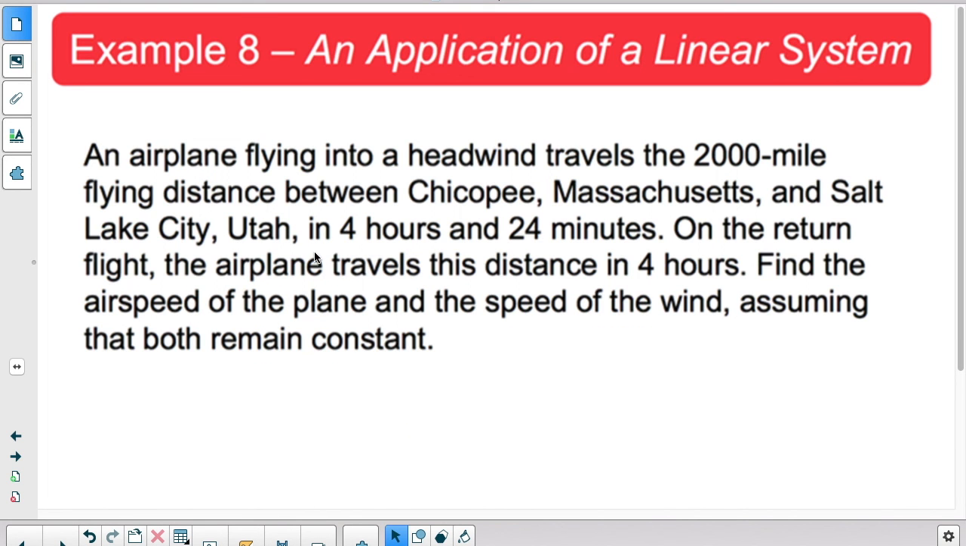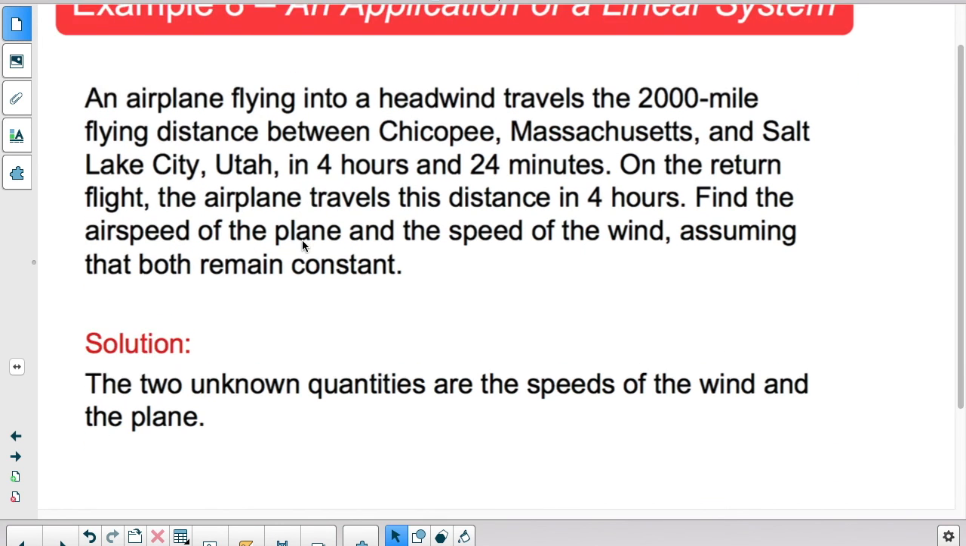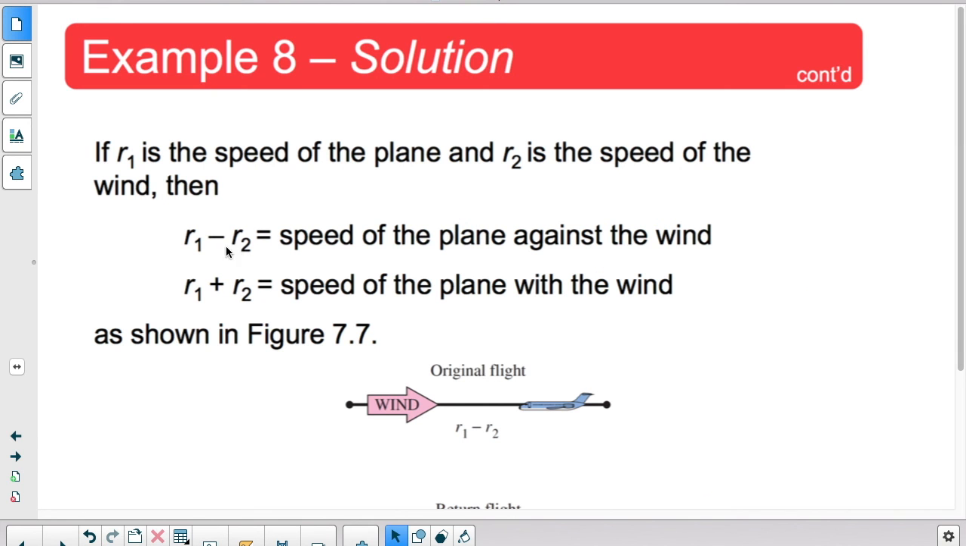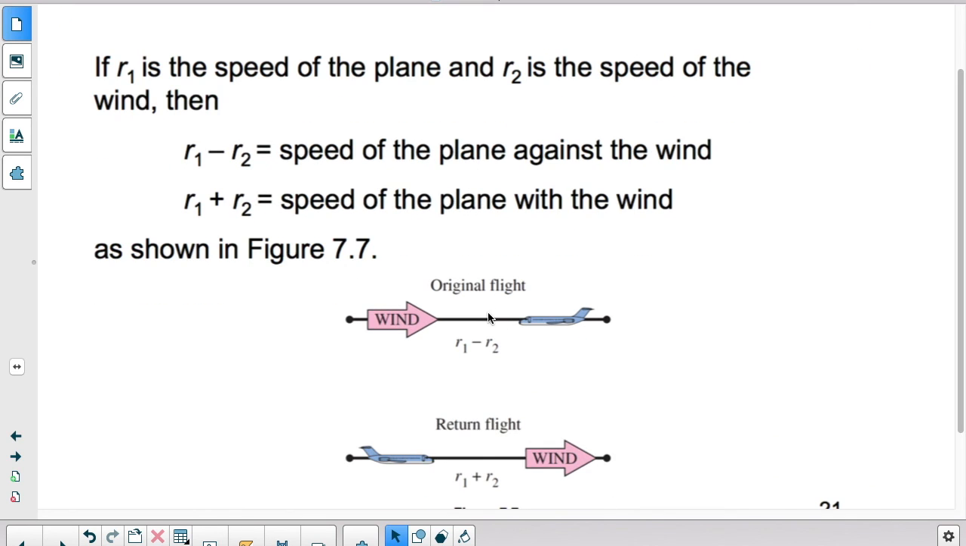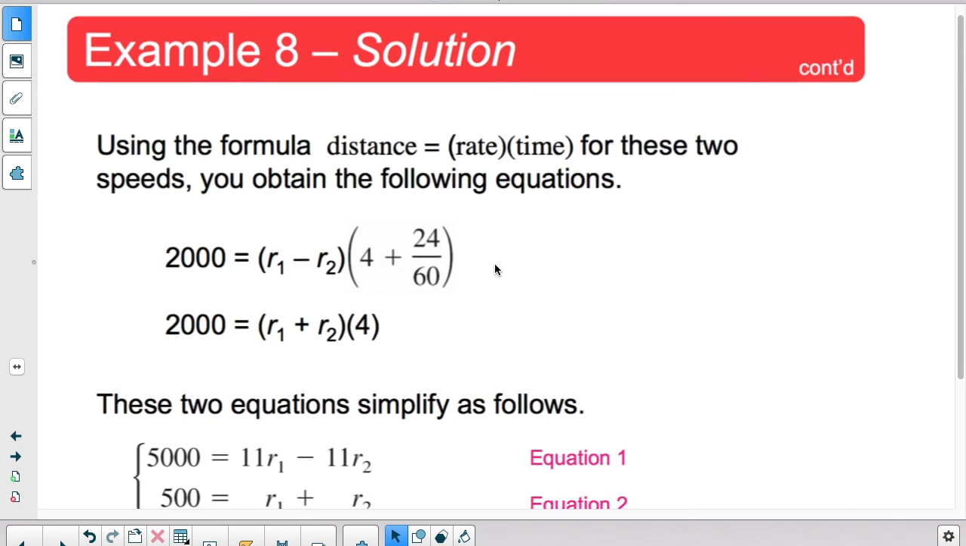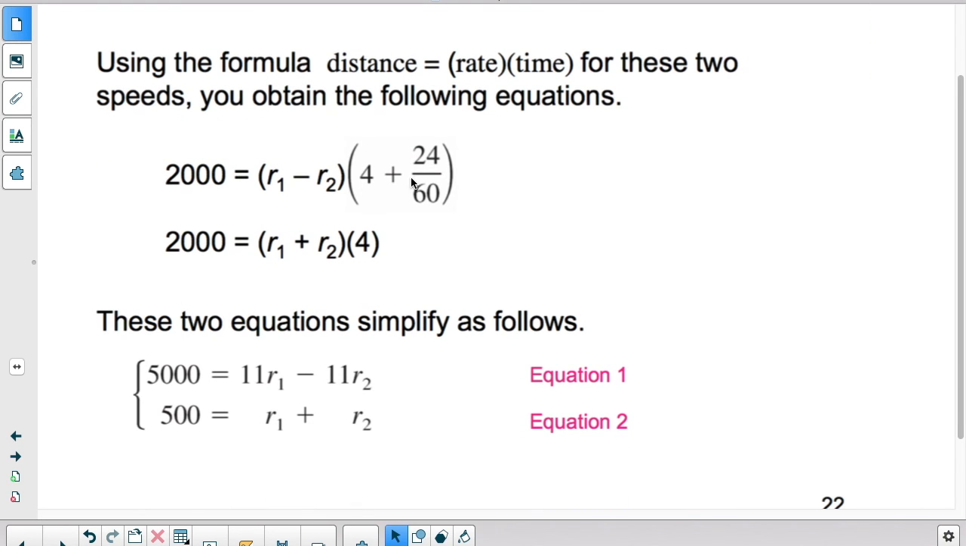Chicopee, Massachusetts to Salt Lake City, Utah in 4 hours 24 minutes, and on the return flight it traveled the distance in 4 hours. Assume the airspeeds and the wind are constant for both. So our two unknown quantities are the wind speed and the speed of the plane. Now R1 minus R2 would be the plane against the wind, and R1 plus R2 would be with the wind, because the wind would be either subtracting from or adding to its overall speed.